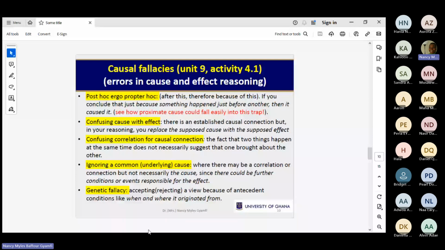Daniel, ask your question, please. Please, you are muted, so you will have to unmute first. Then I'll take Aaron afterwards.